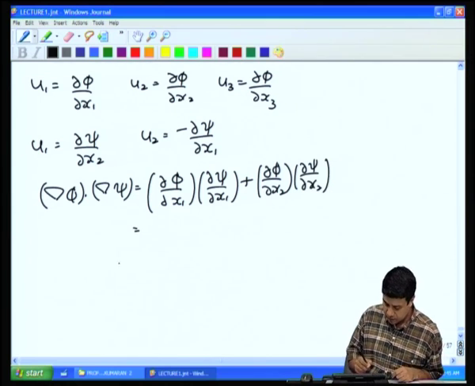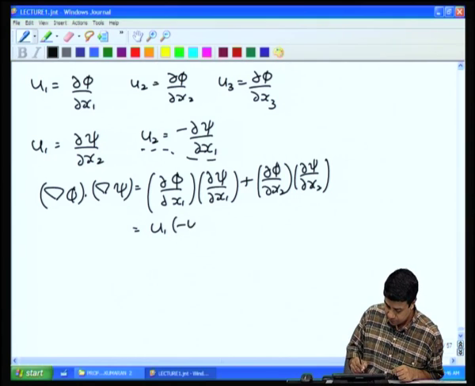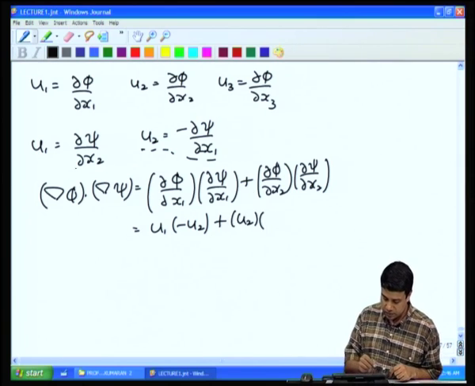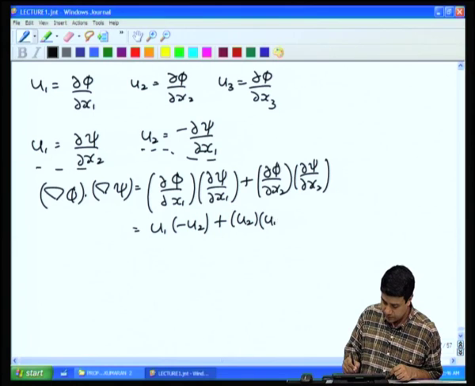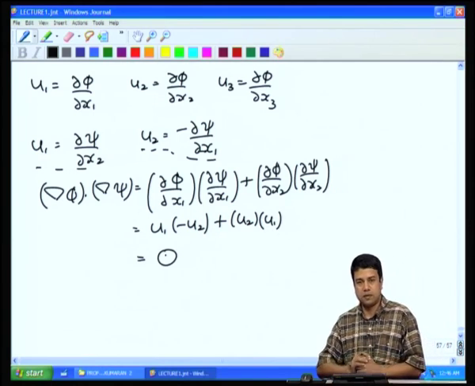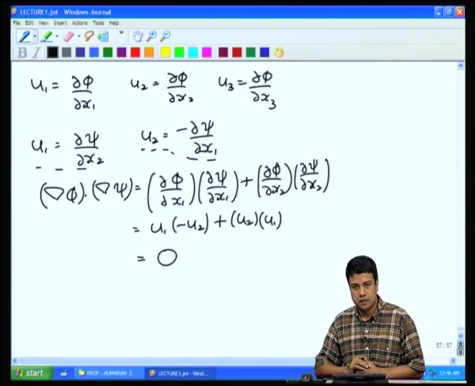Partial phi by partial x1 is u1, partial psi by partial x1 is minus u2, plus partial phi by partial x2 is u2, partial psi by partial x2 is equal to plus u1. So, this is identically equal to 0. Therefore, the gradients of the stream function and the gradients of the potential are perpendicular to each other.